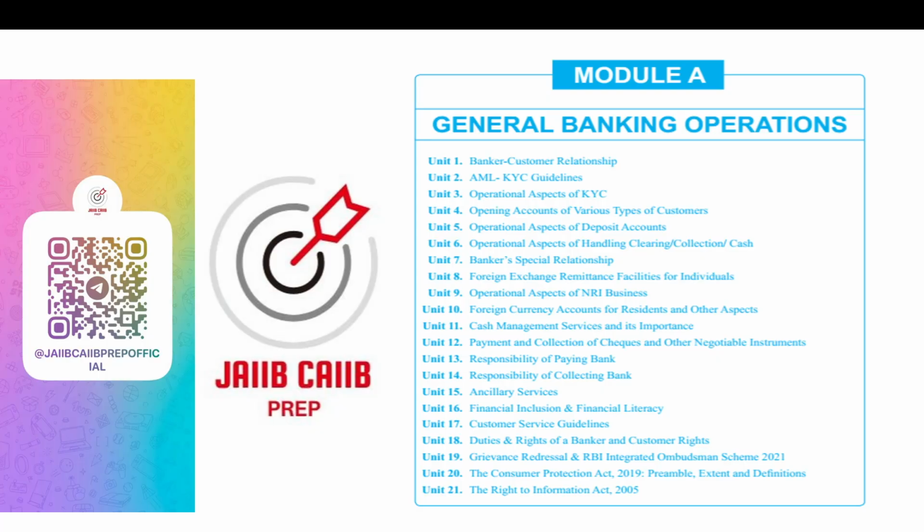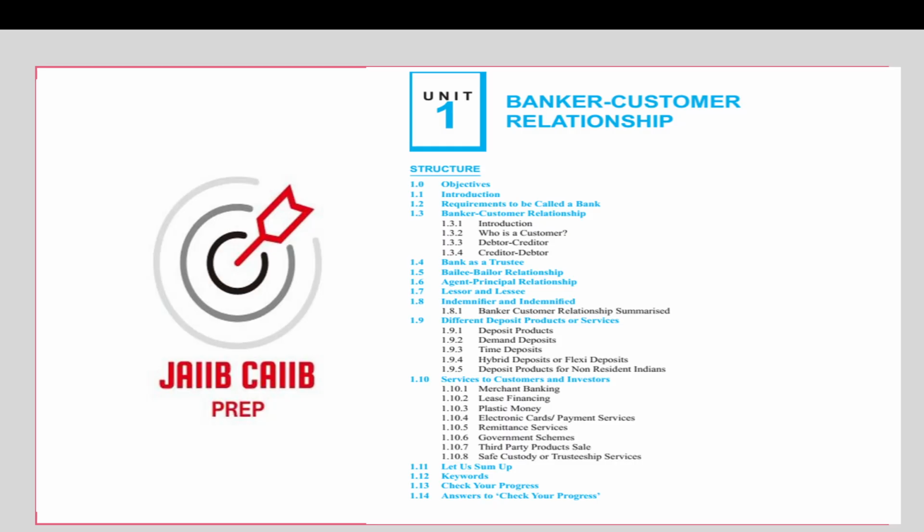We start with Unit 1, Module A, Unit 1. In Unit 1, we'll look at the requirements to be called a bank, what are the different relationships a bank enters with its customer, who is a customer, and then we'll look at the different types of relationships which exist between a bank and its customers. So, debtor creditor, creditor debtor, bank as a trustee, bailee bailor, agent principal, SLSC, indemnifier, and what are the different deposit products which banks offer? What are the services which banks offer to their customers and investors?